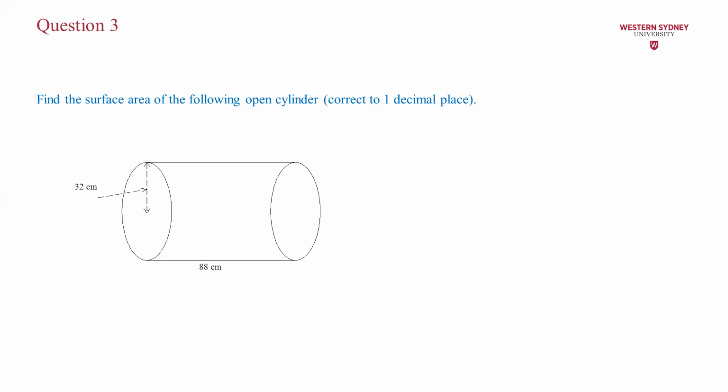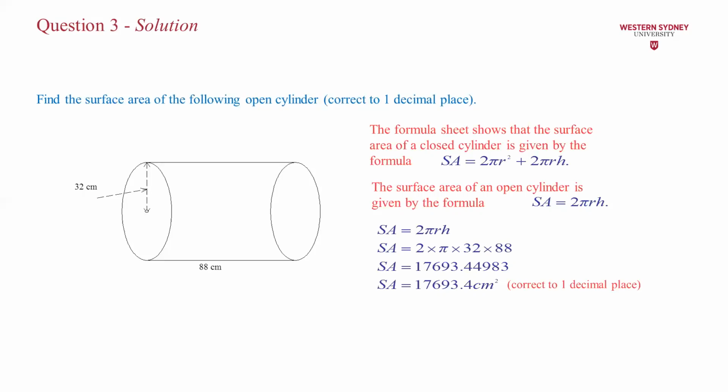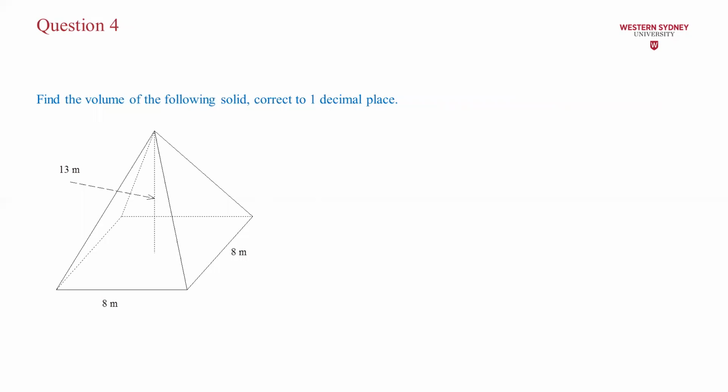Question 3. Pause the video now. Because it's an open cylinder, we only use 2 pi RH. In other words, we're only finding the label in this case, not the entire closed cylinder surface area. Question 4. Remember that the volume of a pyramid is 1/3 the area of the base times the height. Pause the video now.